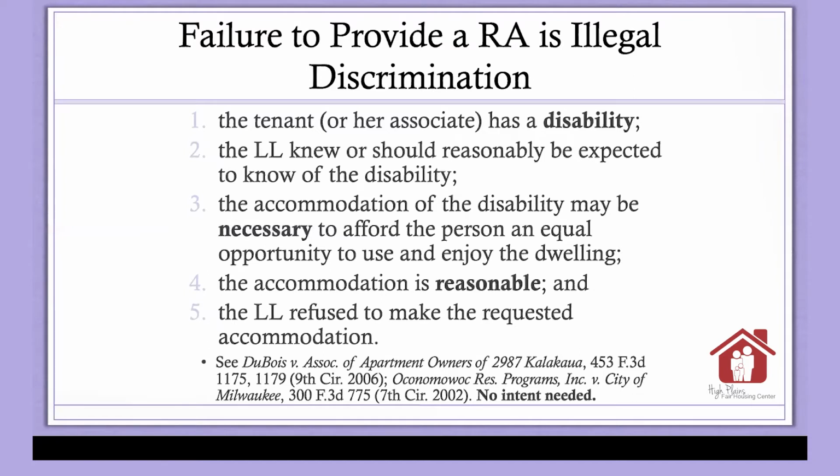And, oh, I'm sorry, I messed up my numbers. 4, the accommodation is reasonable. And 5, the landlord refused to make the requested accommodation. So what I wanted to point out in going through the elements of this basic cause of action for failure to provide a reasonable accommodation is nowhere in here do we look at the intent of the landlord or the housing provider? No intent is needed to establish a violation by failing to provide a reasonable accommodation.